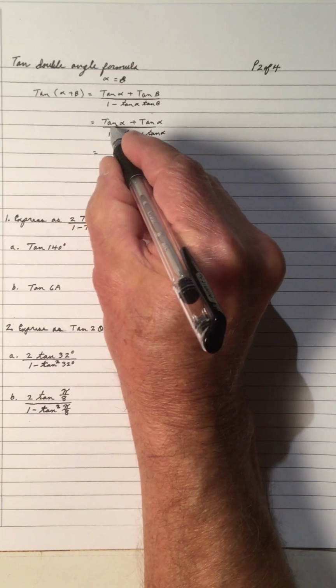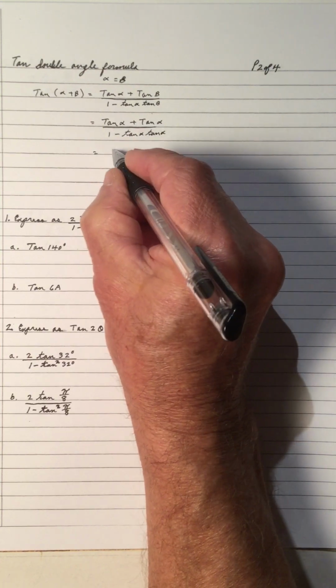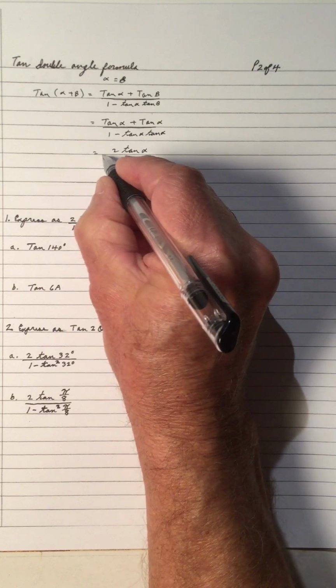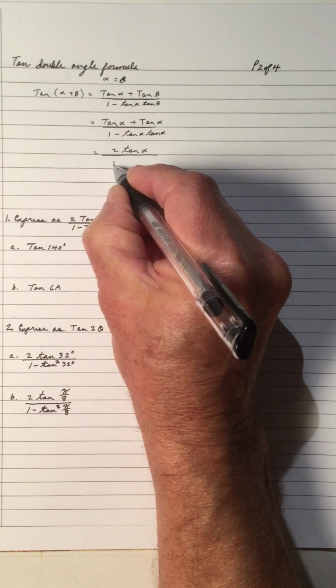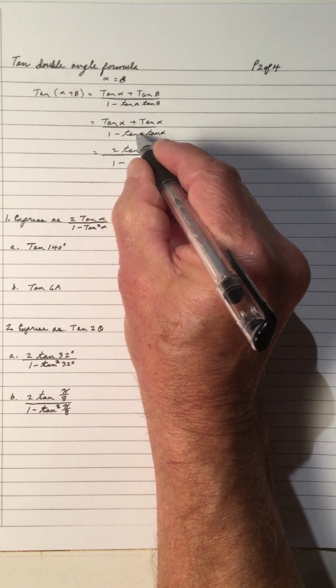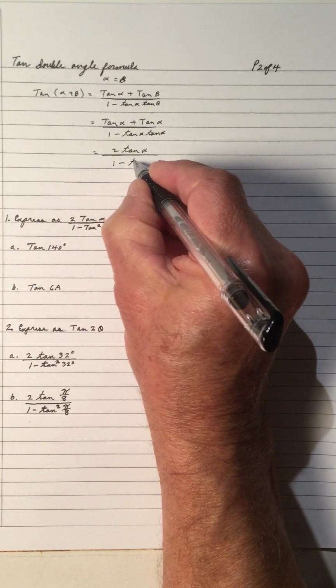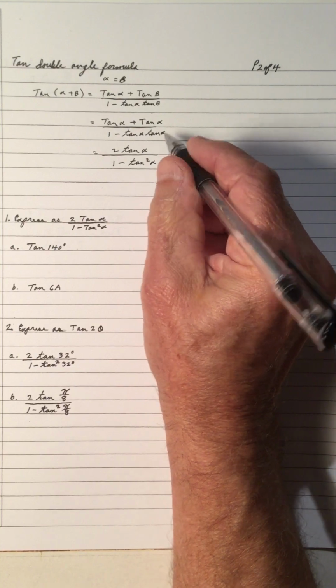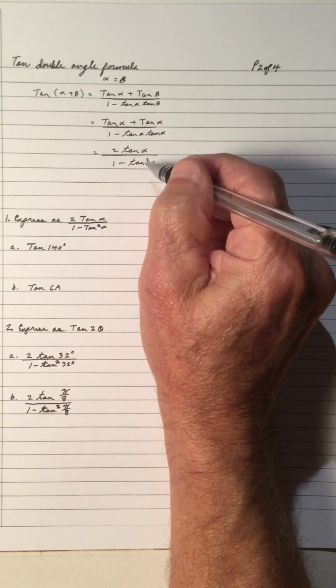So that becomes 2 tan alpha over 1 minus tan alpha times tan alpha, which is tan squared alpha. So that's the double angle formula for tan.